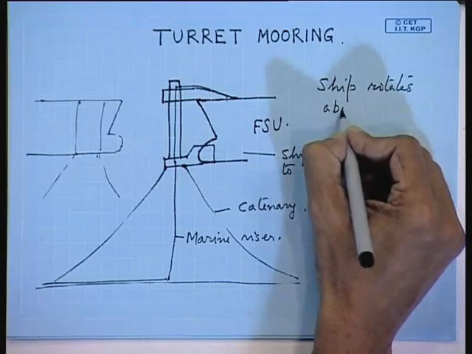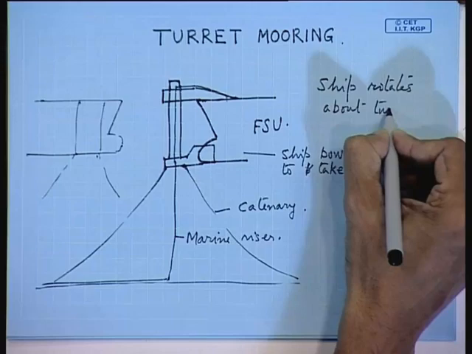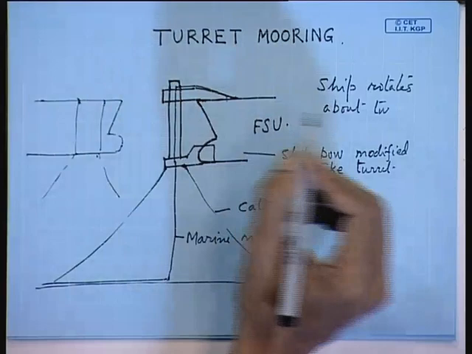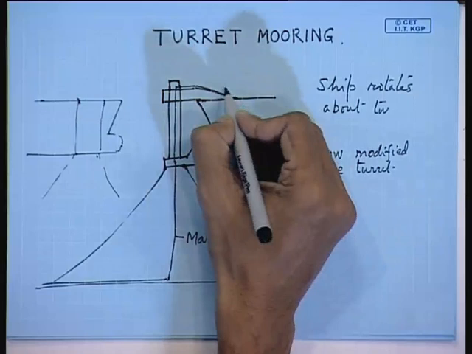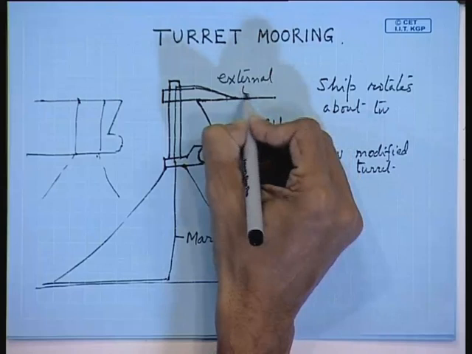Now in your interviews, they might ask these questions, like what is a turret mooring. So immediately you just draw this diagram and tell them there are two types of turrets. One is the external turret, and this is called an internal turret.